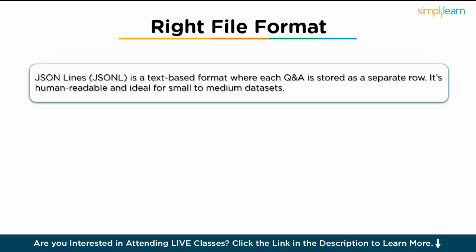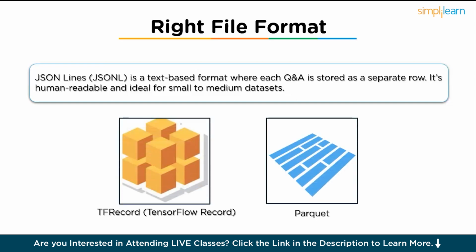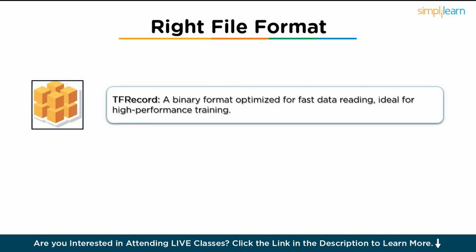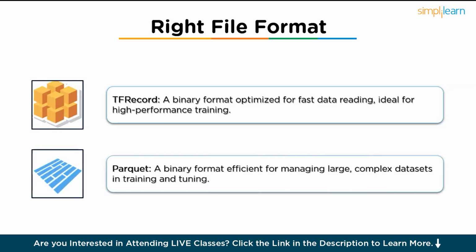However, if you're dealing with a larger dataset, you'll want something more optimized for performance, and that's where TFRecord and Parquet files come in. So let's see what these are. TFRecord, which is also the TensorFlow record, is a binary format that's designed for efficient reading by computers, making it a great choice for high performance training. And Parquet is another binary format that's highly efficient, especially for handling large and complex datasets during training and tuning. So ultimately, the choice depends on your model framework and personal preference. Both TFRecord and Parquet are great for large-scale machine learning workflows.